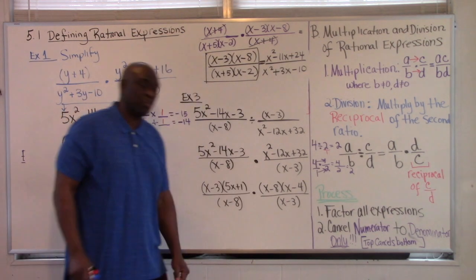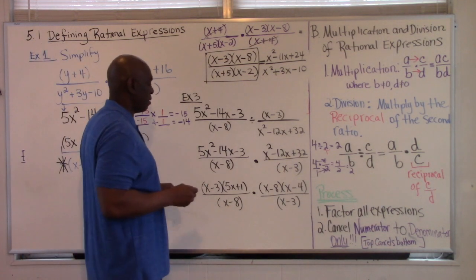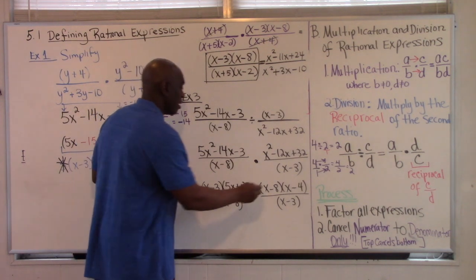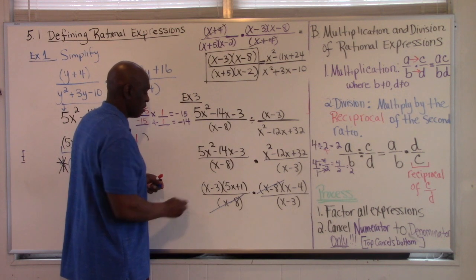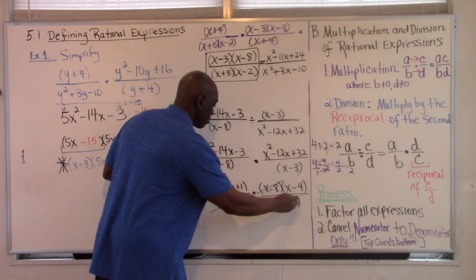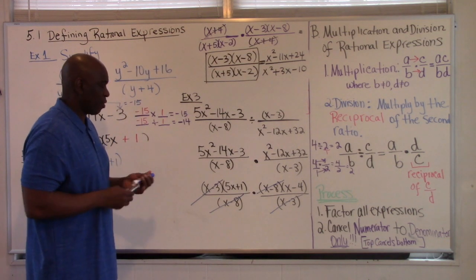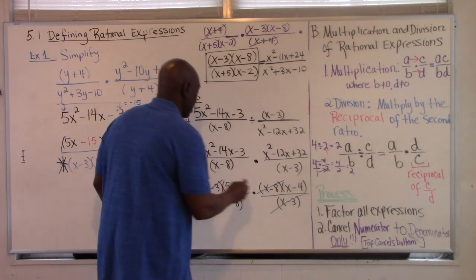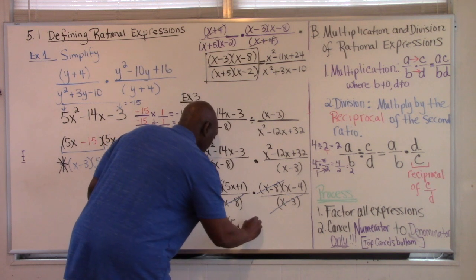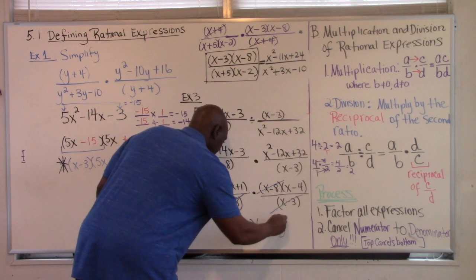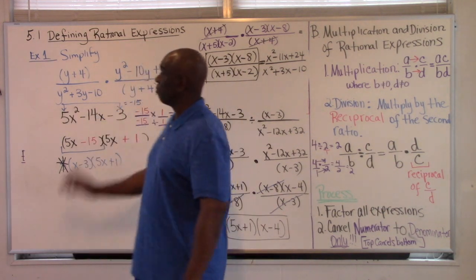Step 1 is done. Step 2, what cancels out? What can we get rid of? Top and bottom, x minus 8, x minus 8. What else? x minus 3, x minus 3, and we're done. So our answer is what's left over. The answer is going to be 5x plus 1 times x minus 4. And that's it. That's lesson 5.1.